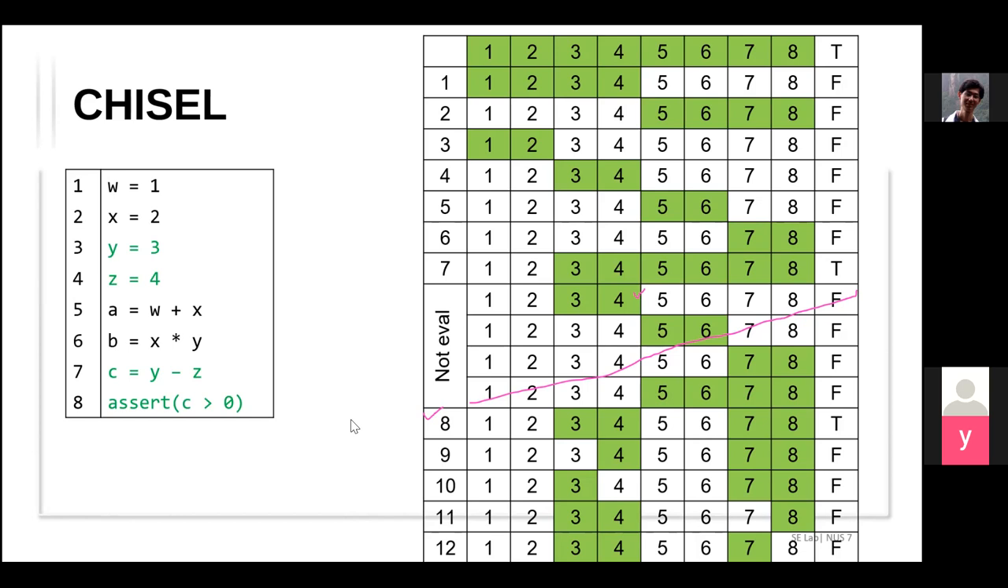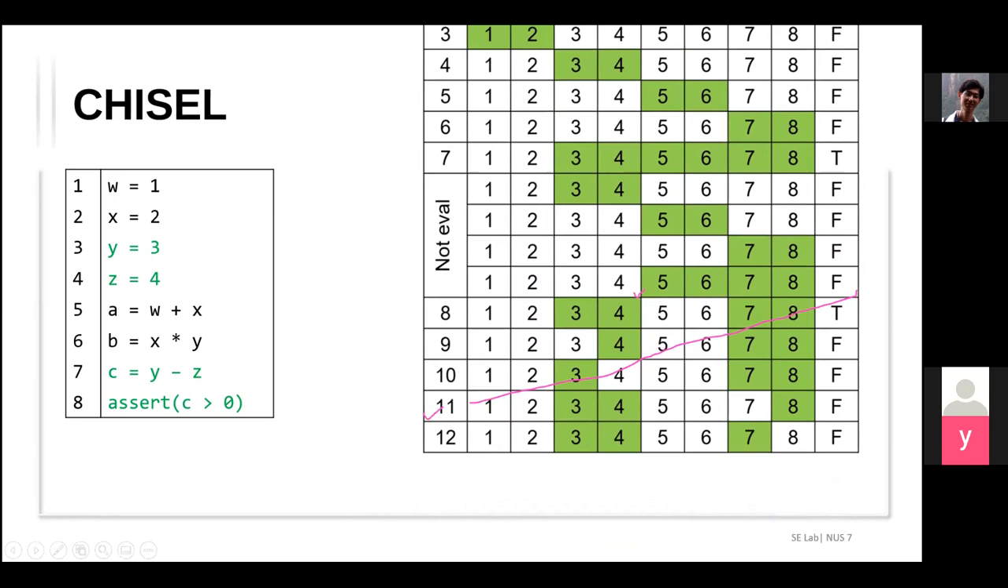Give me a moment. Let me move it up. So if we exclude 3, 4, and 7 or 8, we notice that all of them fail. So the smallest set that we can have is actually 3, 4, 7, 8, which was what we derived previously. So this is how a delta debugging process will work.